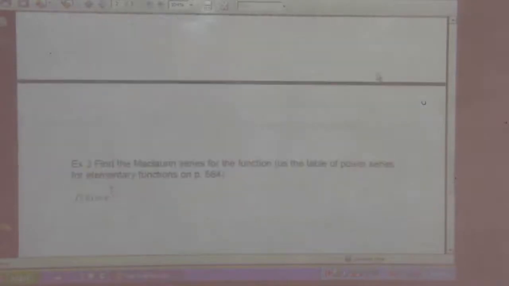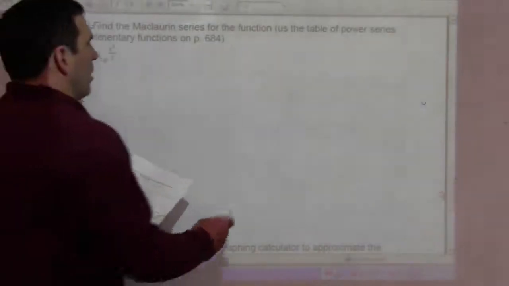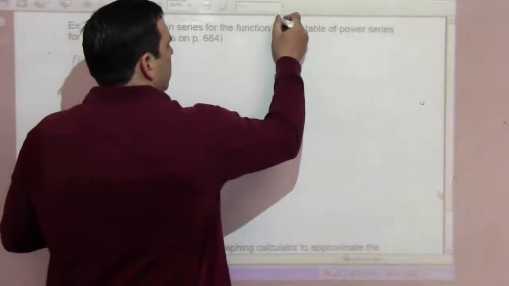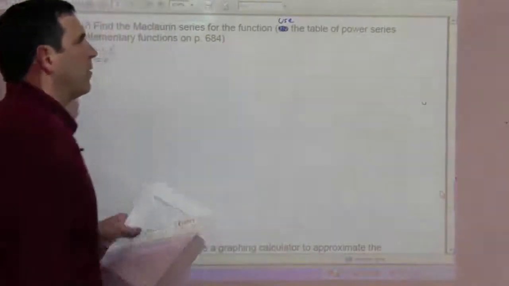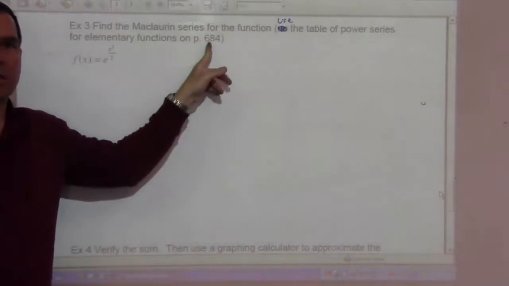Okay. Example 3. This is find the Maclaurin series for the function. And it should say use the table of power series for elementary functions on page 684. So look this up in the text.